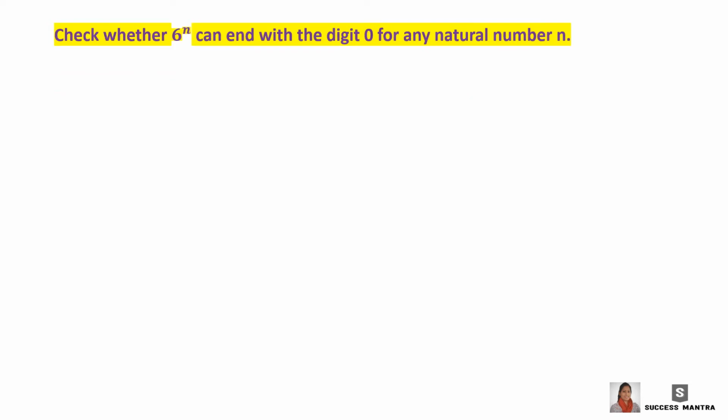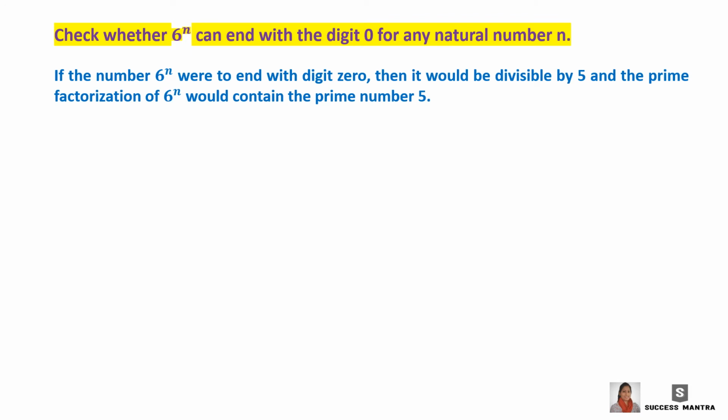So the next question is, check whether 6 raised to n can end with the digit 0 for any natural number n. We have done a similar question in the previous video, that is to check whether 4 raised to n can end with digit 0. So this is also done the same way. If a number 6 raised to n were to end with digit 0, it should be divisible by 5. That is, the factorization of 6 raised to n should contain the prime number 5.